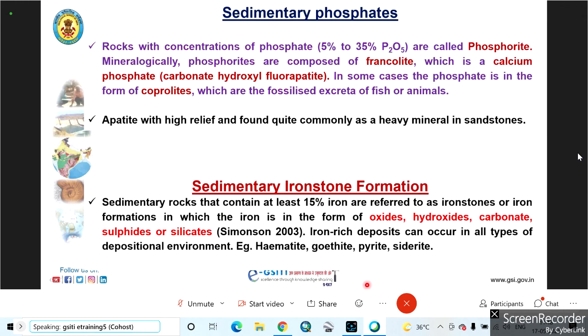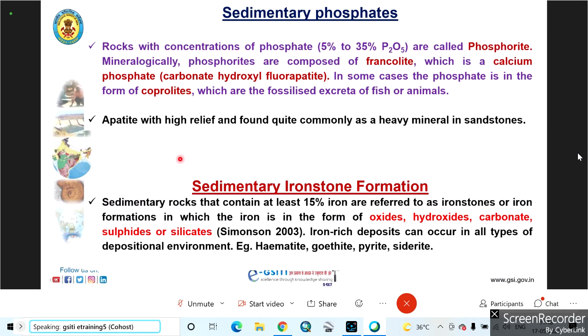The next category is the sedimentary phosphate. Rocks with a concentration of phosphate of 5 to 35% are called phosphorite. Mineralogically, phosphorites are composed of francolite, which is a calcium phosphate. And in some cases, phosphate is in the form of coprolite, which are the fossilized excreta of fish or animals.